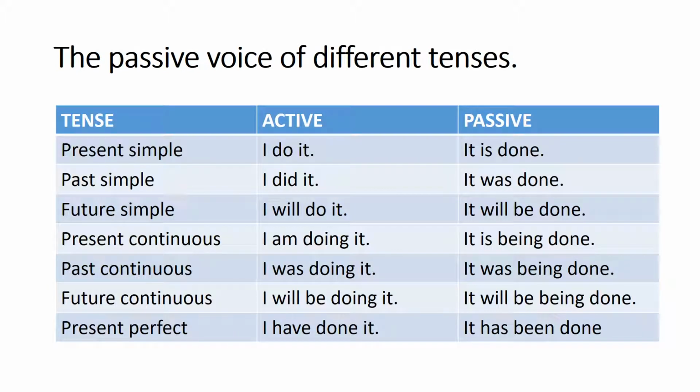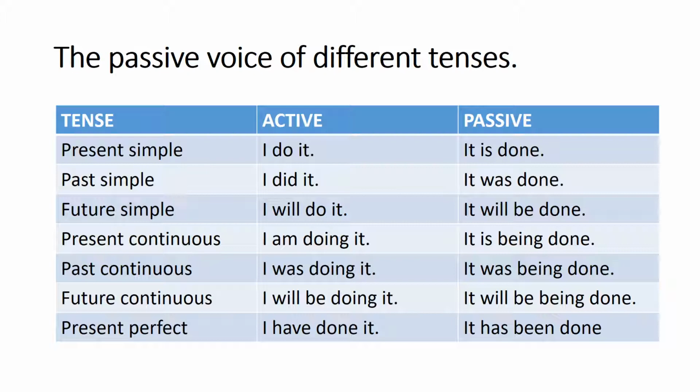We will now look at the passive voice of different other tenses. For example, present simple, I do it, it is done. Past simple, I did it, it was done. Future simple, I will do it, it will be done. Present continuous, I am doing it, it is being done. Past continuous, I was doing it, it was being done. Future continuous, I will be doing it, it will be being done.